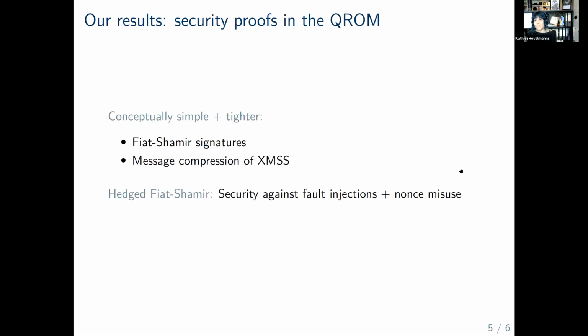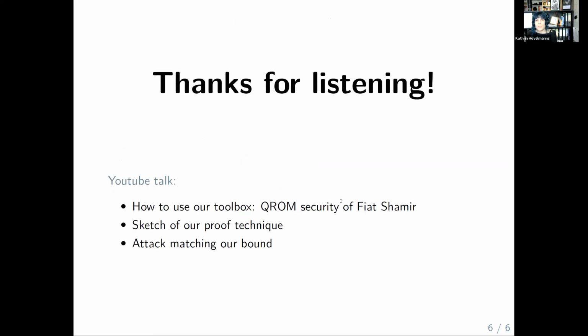And with this toolbox at hand, we were also able to give some security proofs in the quantum random oracle model. So we improved on previous work on VHME signatures and the message compression routine of XMSS, because we now have this toolbox that allows for conceptually simple proofs and also is a bit tighter. And we also gave the first proof in the quantum random oracle model that the hedged VHME construction is secure against several fault injections and nonce misuse. Yeah, and with that, I want to conclude my talk, and I'm happy to take any questions.